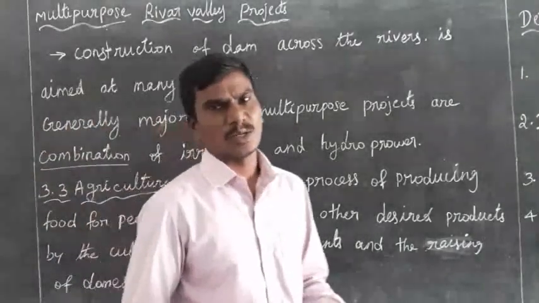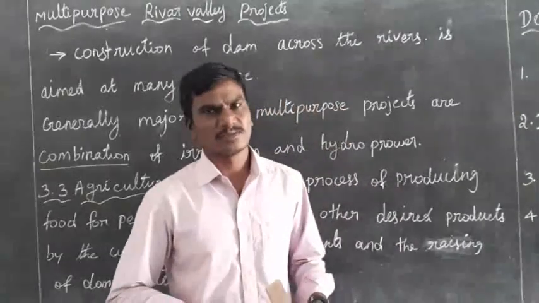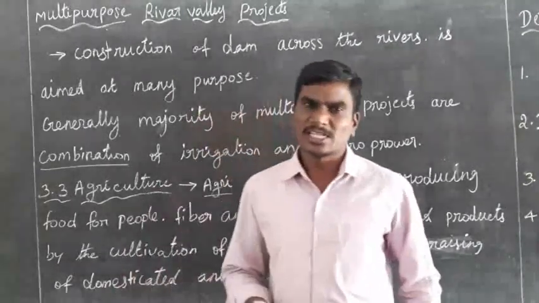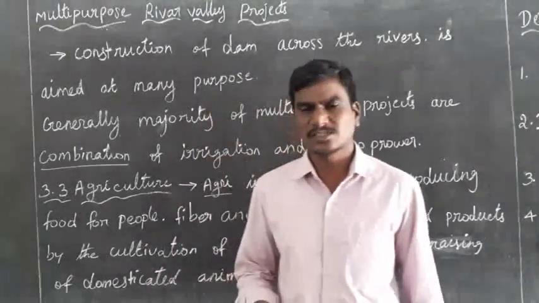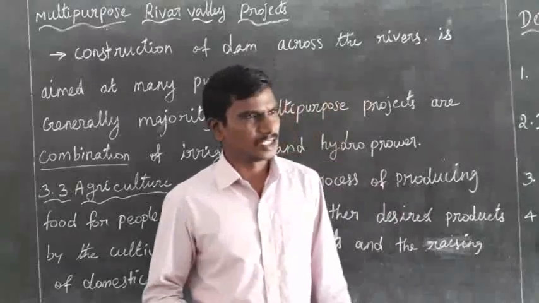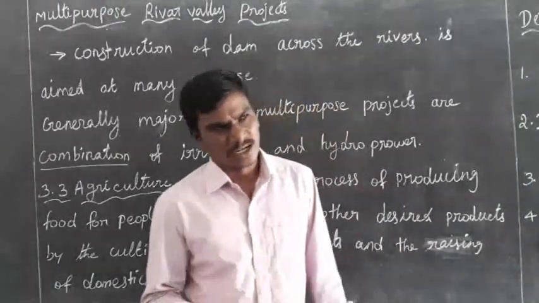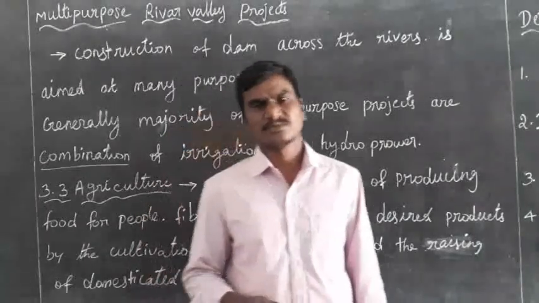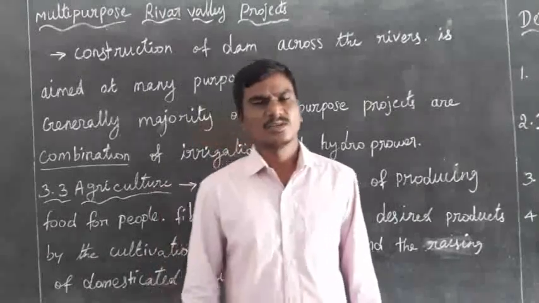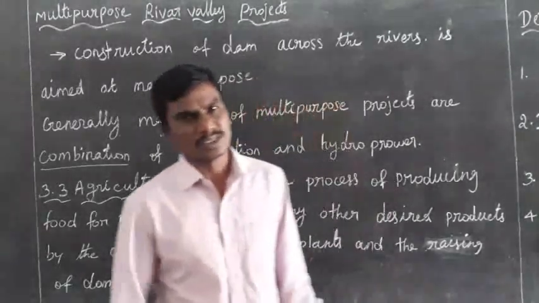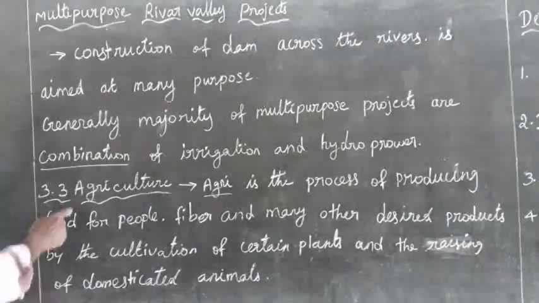In this topic, the multi-purpose river valley project is a scientific management method. It is the construction on rivers for various purposes: irrigation facilities, hydropower generation, transport facilities, industrial facilities, flood control and some other purposes, mainly irrigation and hydropower.